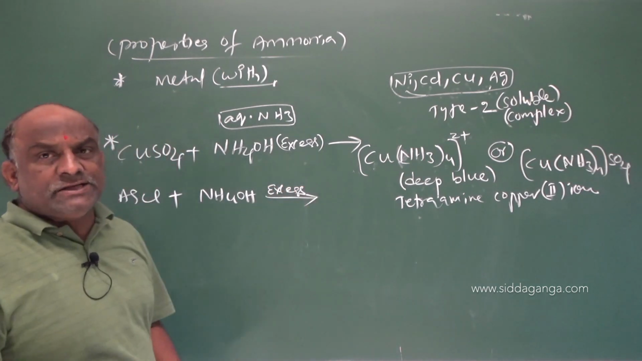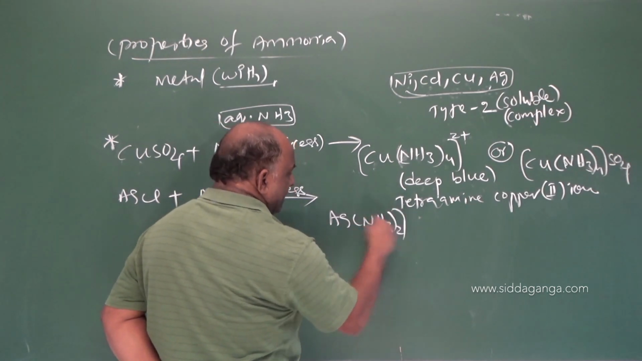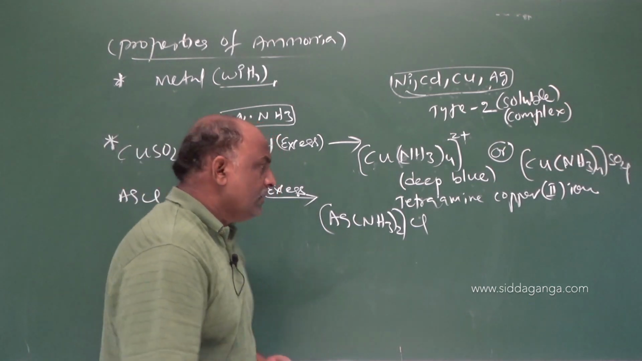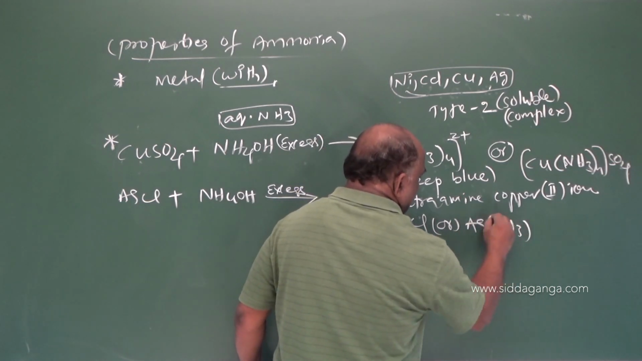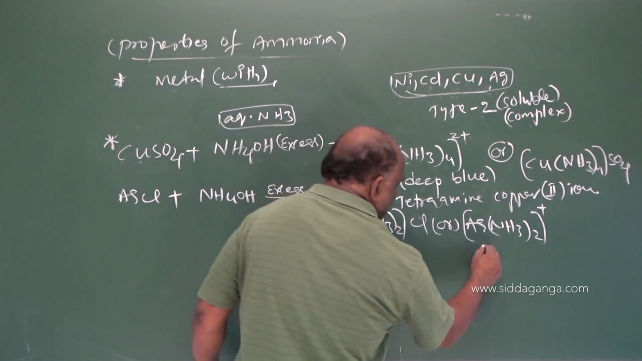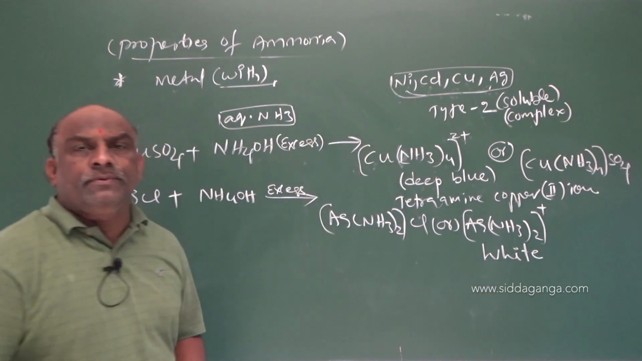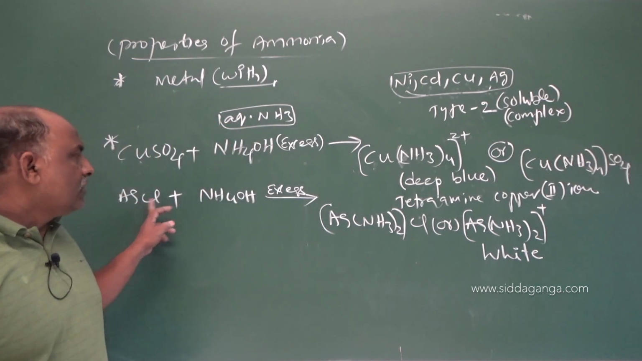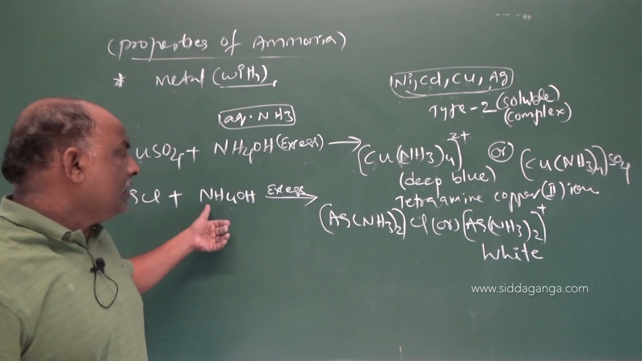Then what complex do we expect? The complex we expect here is Ag(NH3)2 Cl, or we should write this compound as Ag(NH3)2 plus. So it is also a complex compound. So this is white color. We will get white color with silver salts. Silver chloride is dissolved in aqueous ammonia. What is aqueous ammonia? Ammonium hydroxide.